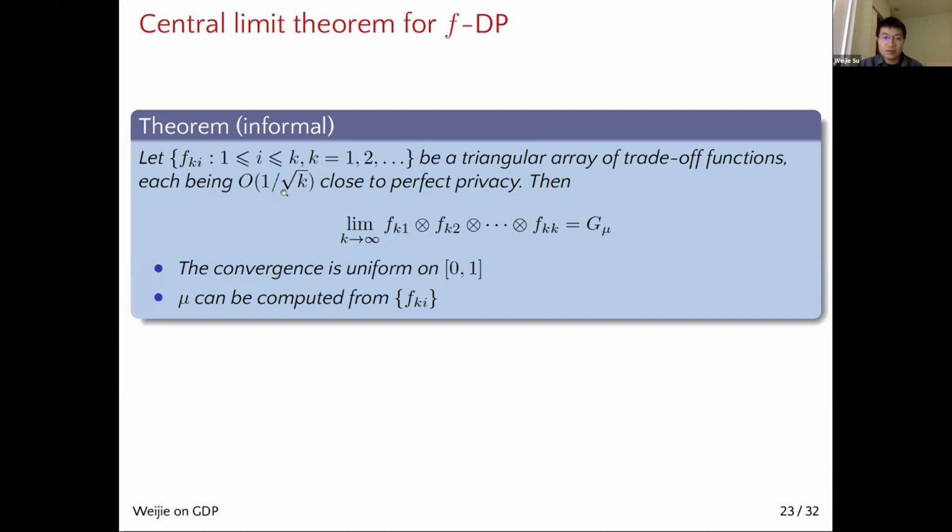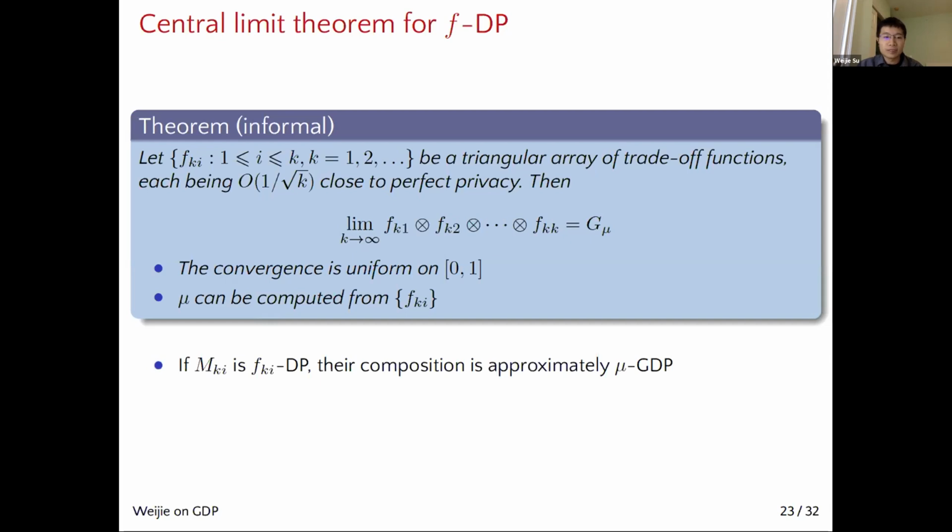And it's how close it should be. It's basically 1 over root K. And then the composition of all the K small trade-off functions will converge to the Gaussian differential privacy trade-off function for some mu. And the convergence here is uniform between 0 and 1. And the mu depends on some statistics of the trade-off functions. Roughly speaking, it's the first and the second moments of the trade-off functions. So this is really derived from the central limit theorem proof.